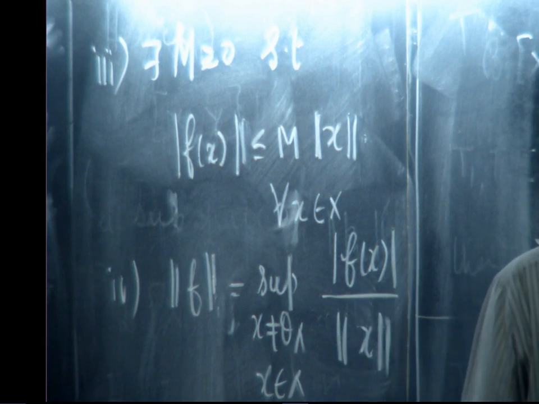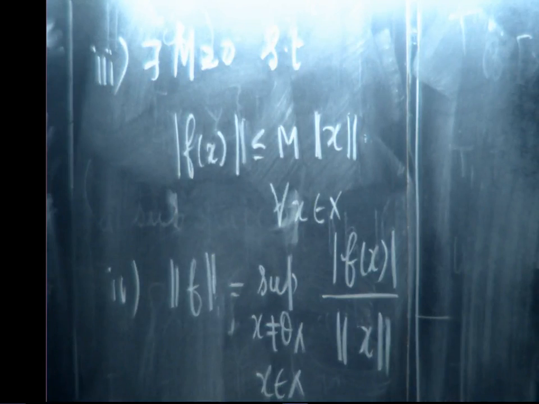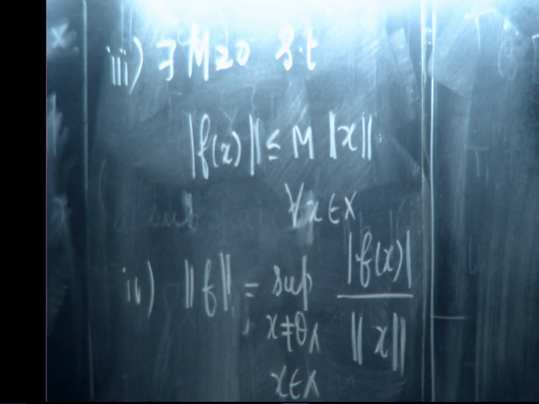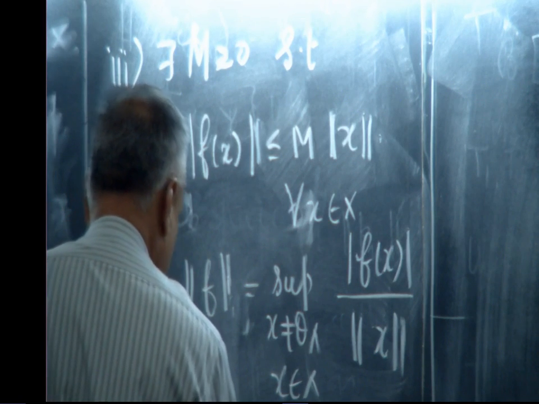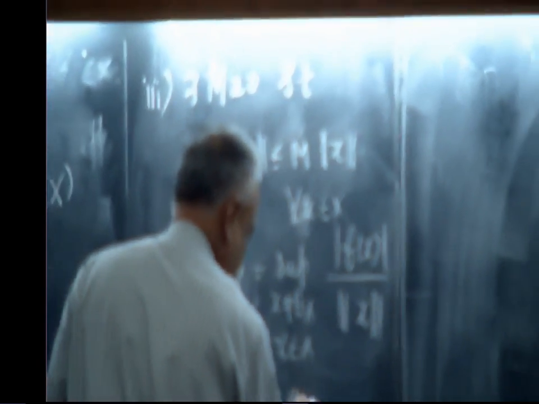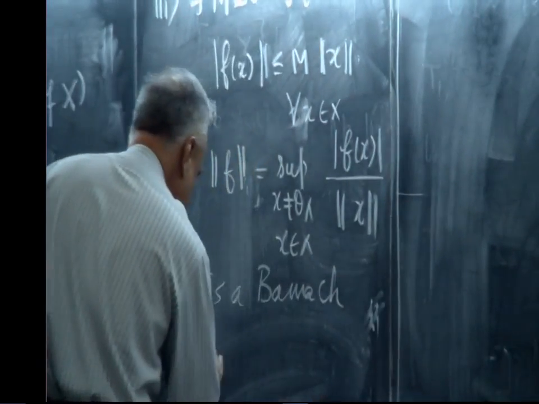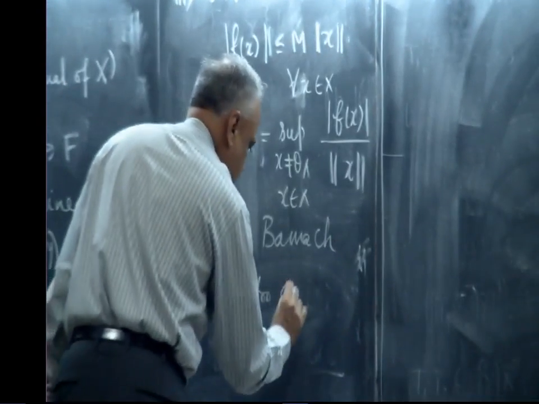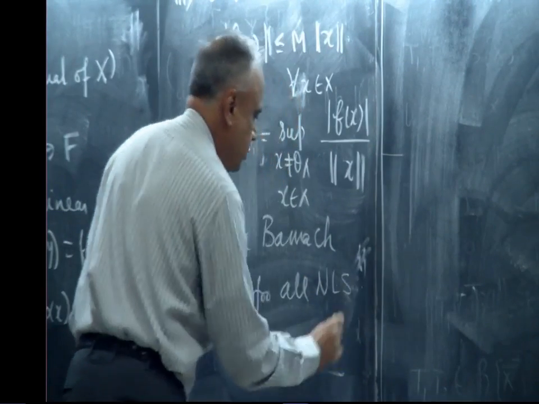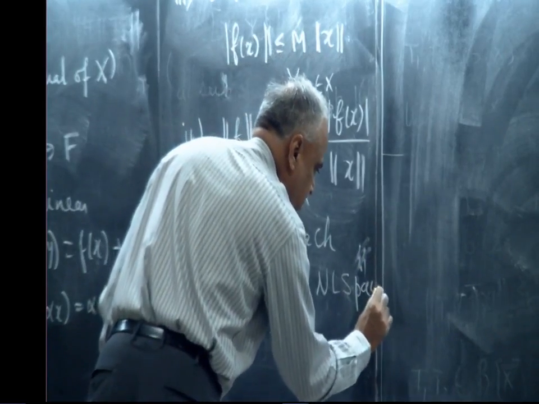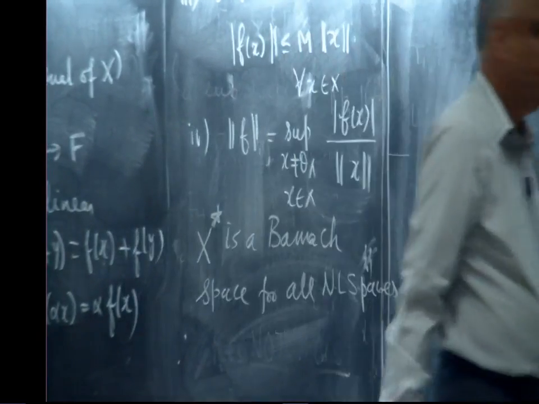And what we have seen is, whatever be X, as long as it is a normed linear space, the range is a Banach space, and therefore by the answer to question 1, X star is always a Banach space. Okay, that's a nice thing. X star is a Banach space for all normed linear spaces X. For all normed linear spaces, the dual is a Banach space.